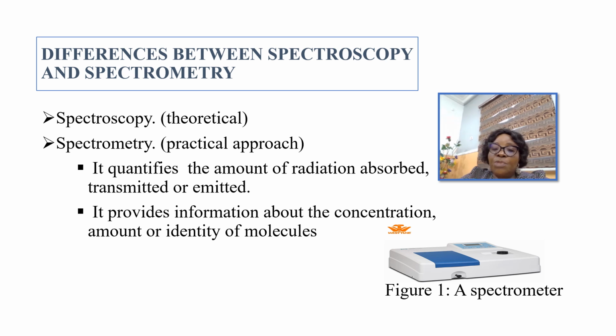What's the difference between spectroscopy and spectrometry? Spectroscopy is the science of studying the interaction between matter and radiated energy. It is the theoretical approach to science.